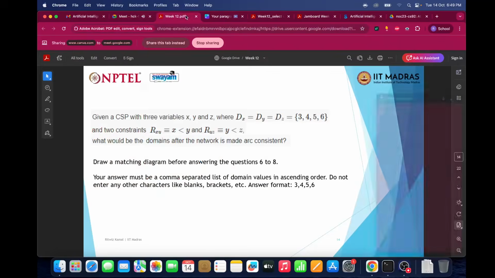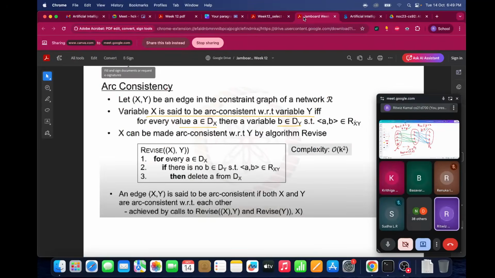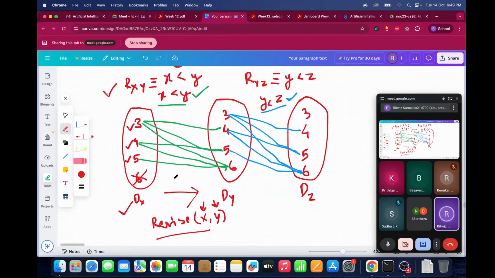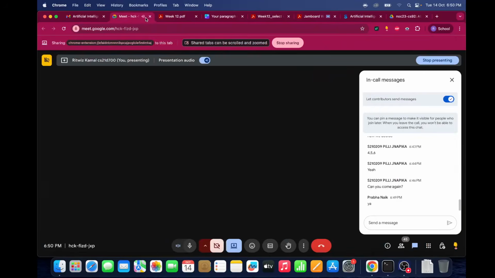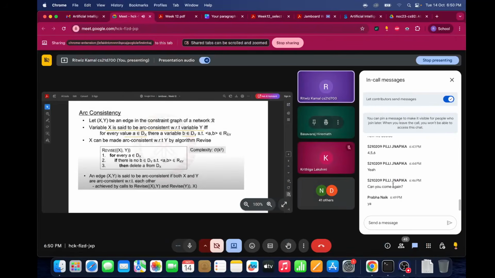So this revise operation we did in only one direction, right? We only checked dx to dy, but that doesn't necessarily mean that the whole network is arc consistent, correct? To do that, we'll have to do some more checks. I hope this function itself is clear to everyone. Any doubts with the revise function itself? Okay, great.